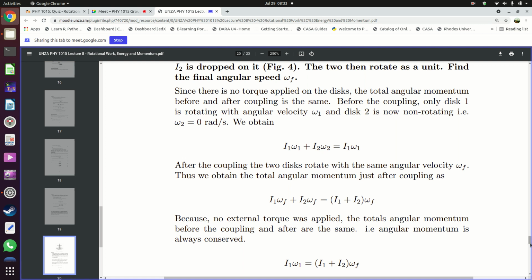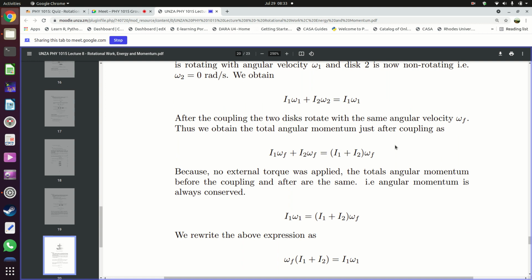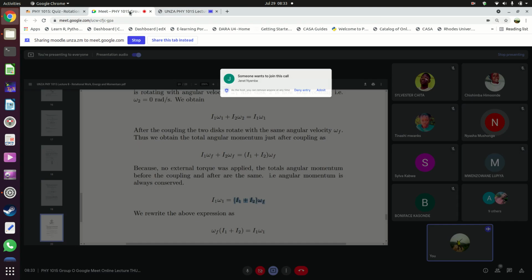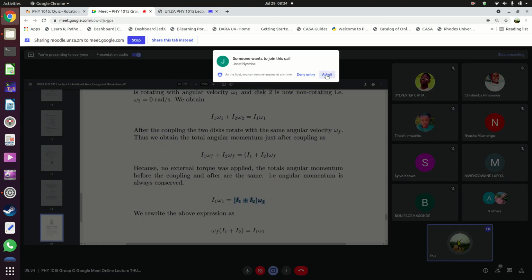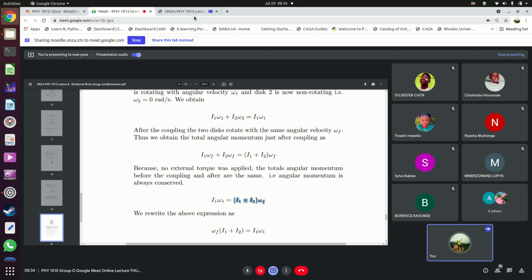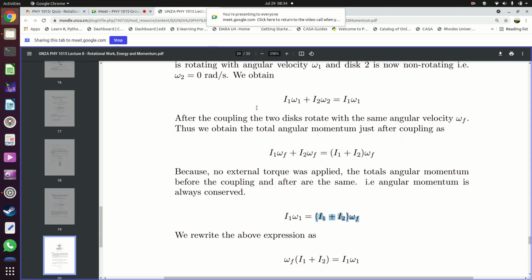Since we are talking conservation, this bit here, which is our angular momentum before coupling happened, which is what you have this side, should be equal to the angular momentum after coupling. What we are saying here is that the amount of motion which is there before the coupling happens should be the same as the amount of motion which is there after the coupling happens.